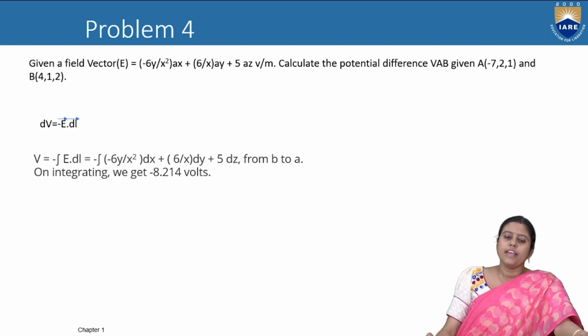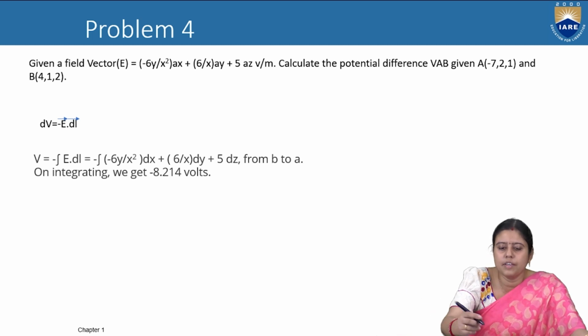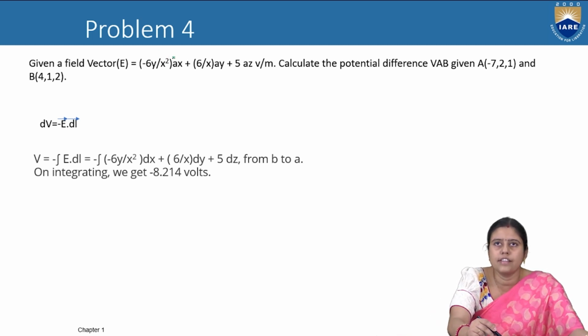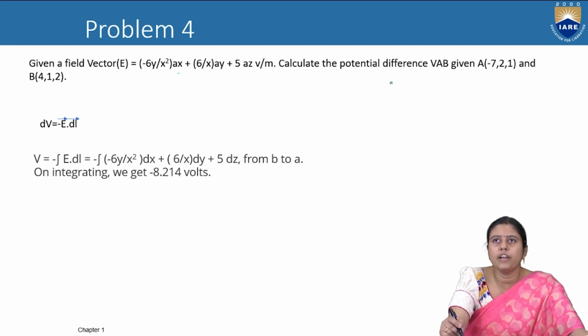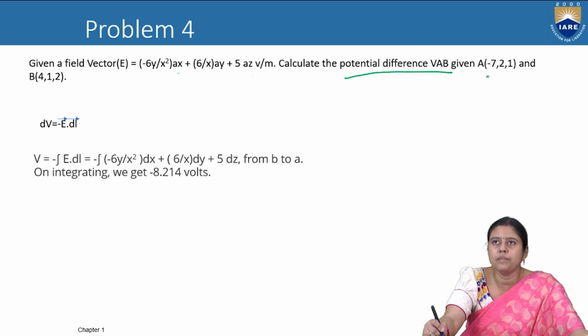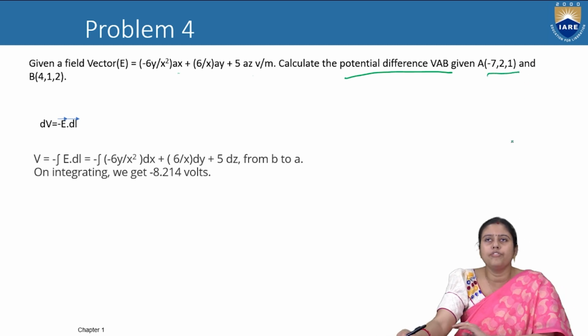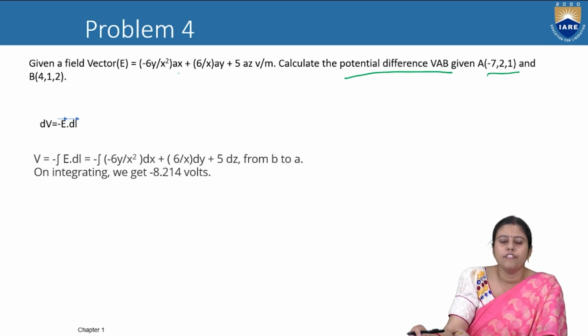Problem 4. Given a field vector E, and E value is given as 6y by x squared AX plus 6 by x AY plus 5AZ volt per meter. Calculate the potential difference VAB at points A (-7, 2, 1) and B (4, 1, 2). So we have to calculate the dV.